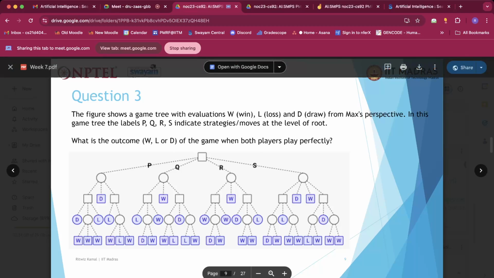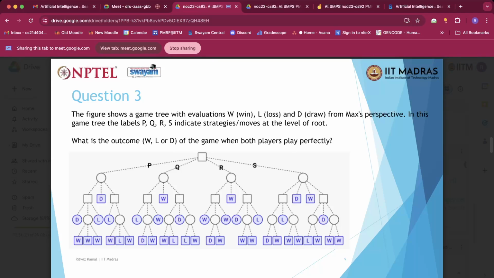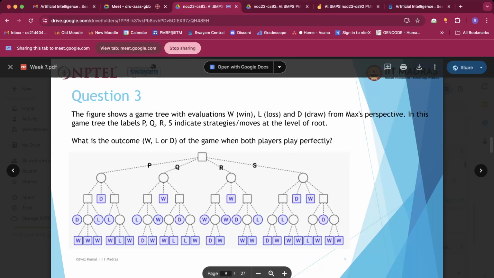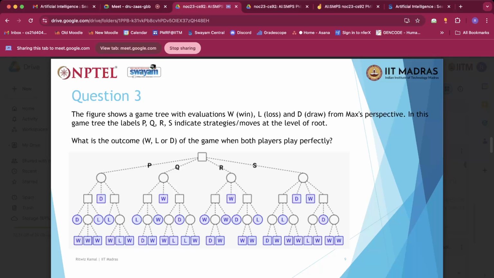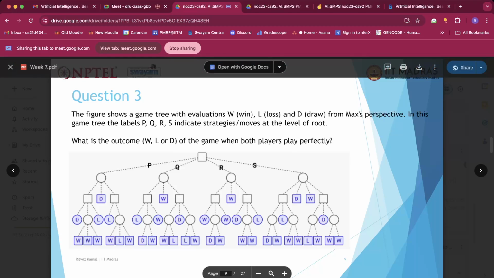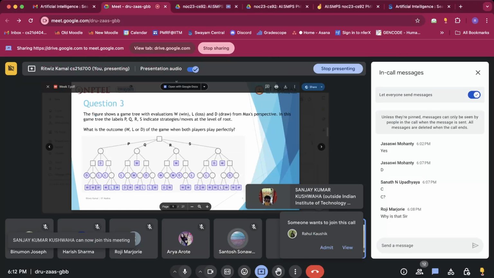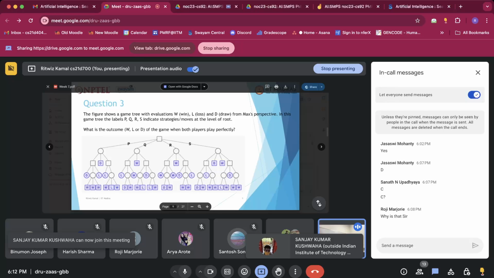In this game tree, P, Q, R and S, which are shown in the figure over here, indicate different strategies or moves at the level of the root node. Then we have to decide what will be the final outcome of the game when both players play perfectly. So I'll let you think about this and then we'll have a look at the solution.